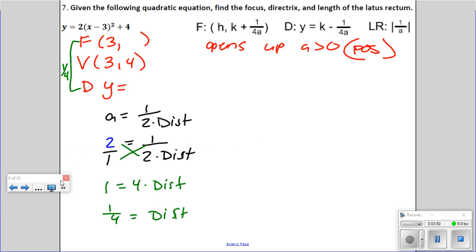Now you have to figure out what is half of 1 over 4, or what is 1 over 4 divided by 2. You could use a calculator if you need to, but 1 over 4 divided by 2 is 1/8. So the distance between your focus and your vertex is 1/8. The distance between your vertex and your directrix is also 1/8. Now I need to add 1/8 to 4 to get the y value for your focus. I'm going to have to subtract 1/8 from 4 if I want the y value of my directrix.